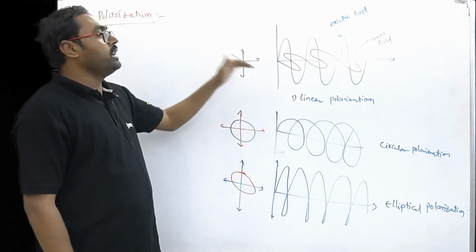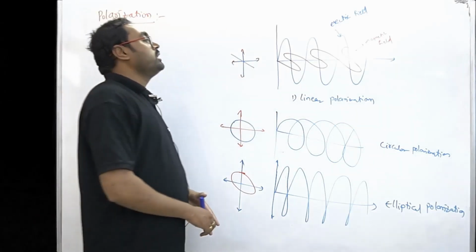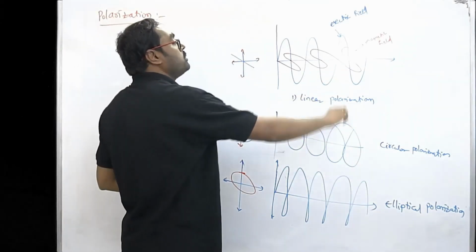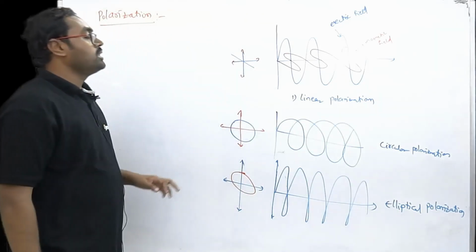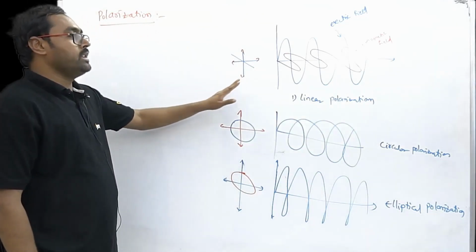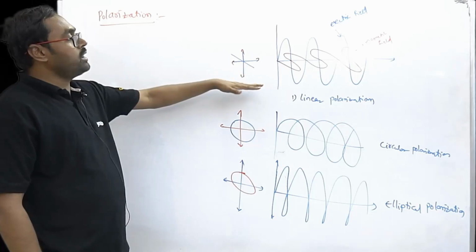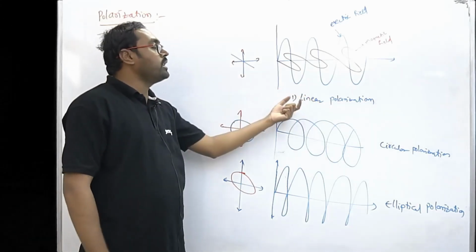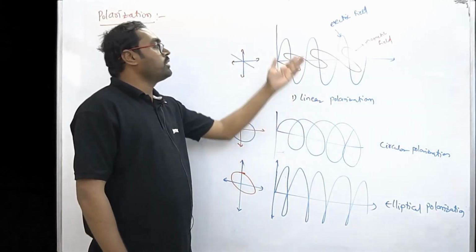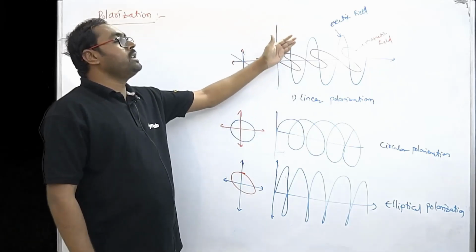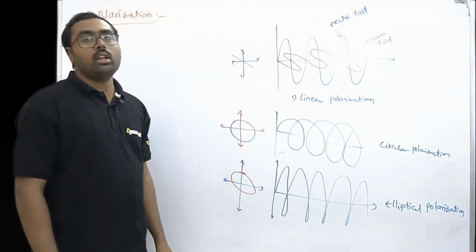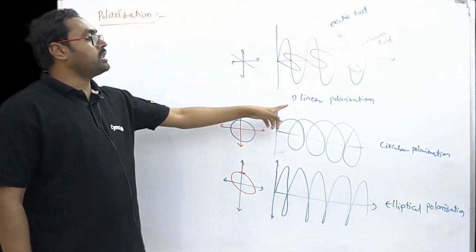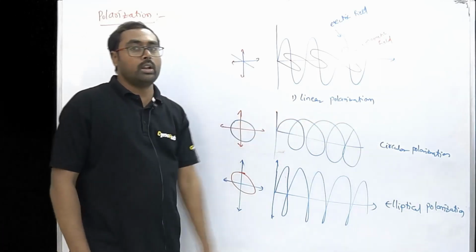Whatever the electric field and magnetic field along the straight line is linear. Along the straight line it should be linear. Then we call the polarization linear polarization, where the electric field is linear to the axis.